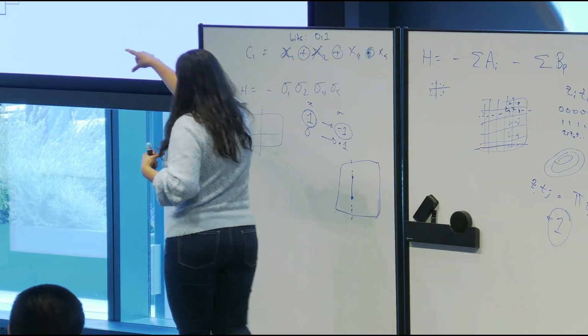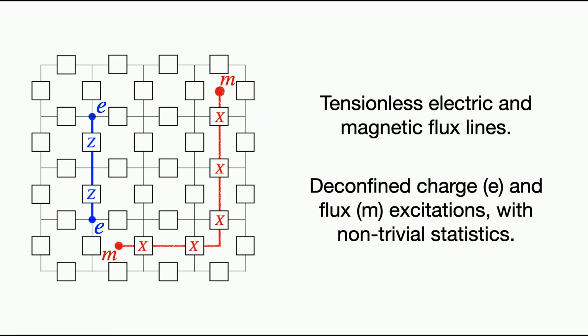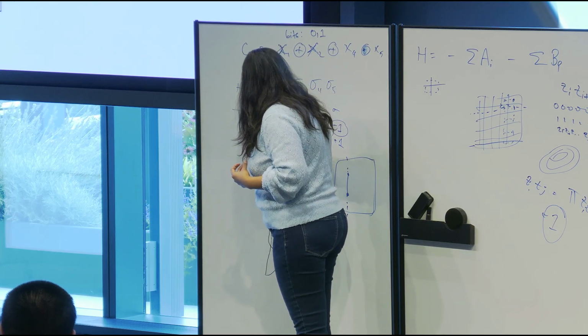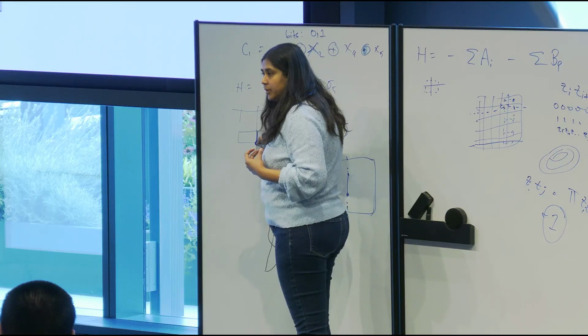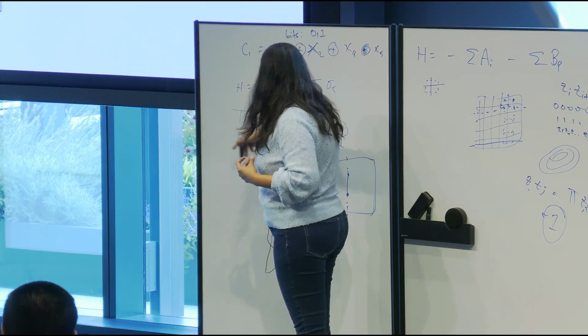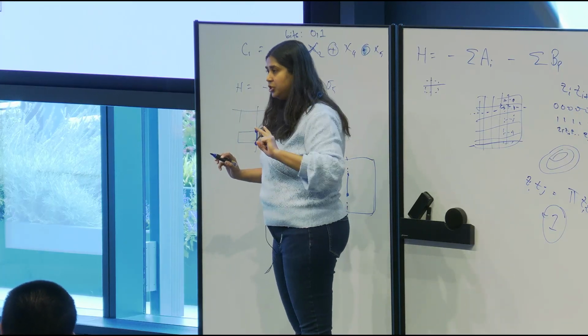So in this example, if I act with a single sigma z operator on one link, that's a z error. And what does a z error do? If I act with the z error on one link, I know that it's going to anti-commute with the star operator that lives on this side, and with the star operator that lives on this side, but it's going to commute with everything else. So this creates two excitations and has energy 2.